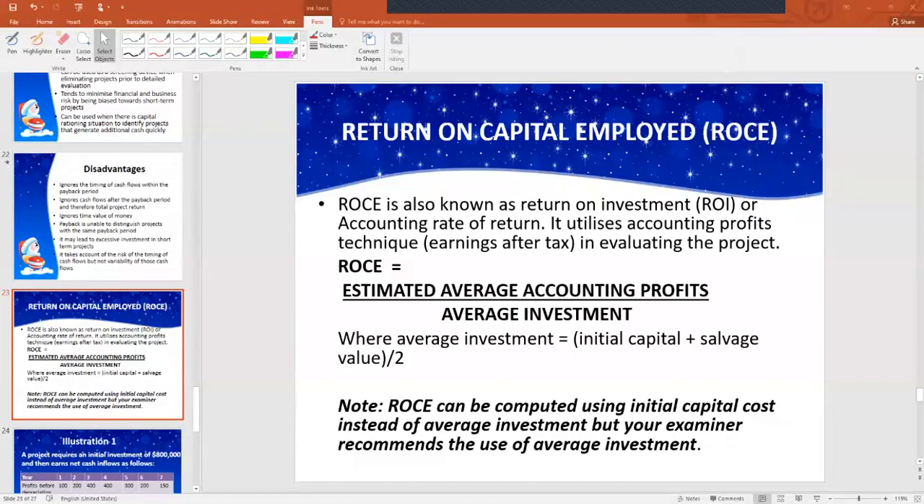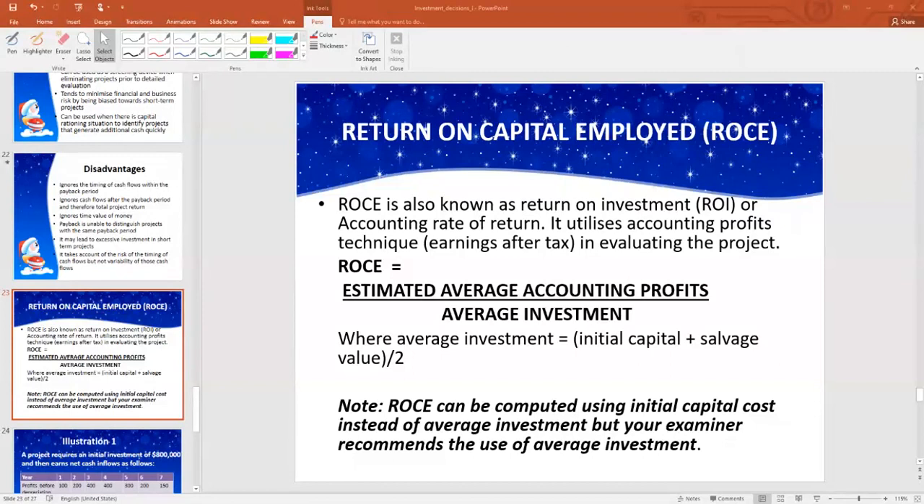So, return on capital employed as an appraisal method. Don't forget, by the way, you have to be careful: you have a ratio called return on capital employed, and you have an appraisal method called return on capital employed. So be careful that you don't make the mistake of confusing the two. First, the return on capital employed as a financial ratio.